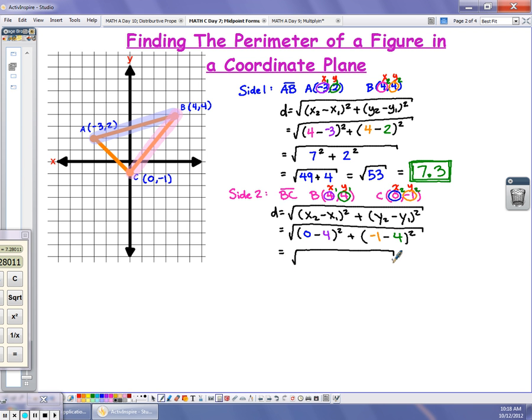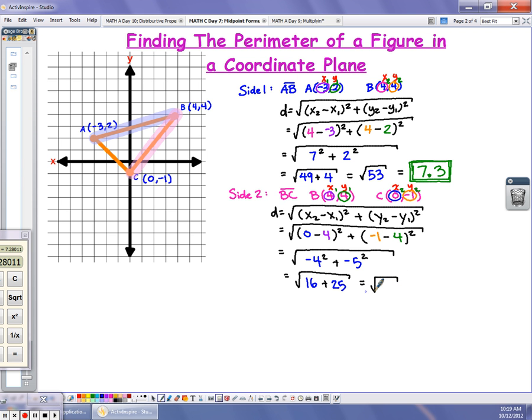Again, we'll do the math inside. 0 minus 4 will give us negative 4. We'll keep the squared. The plus sign. And we have negative 1 minus 4, which gives us negative 5. And again, we'll keep the squared. We'll just square each of those. Negative 4 squared means negative 4 times negative 4, which gives us positive 16. And negative 5 squared means negative 5 times negative 5, which gives us positive 25. All we need to do is add those two numbers together, and that'll give us 41.